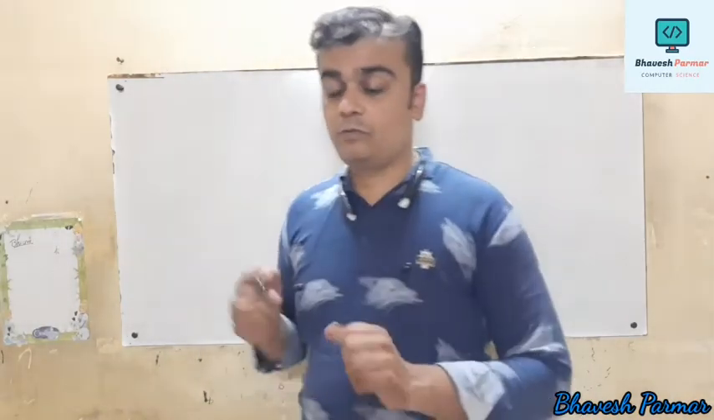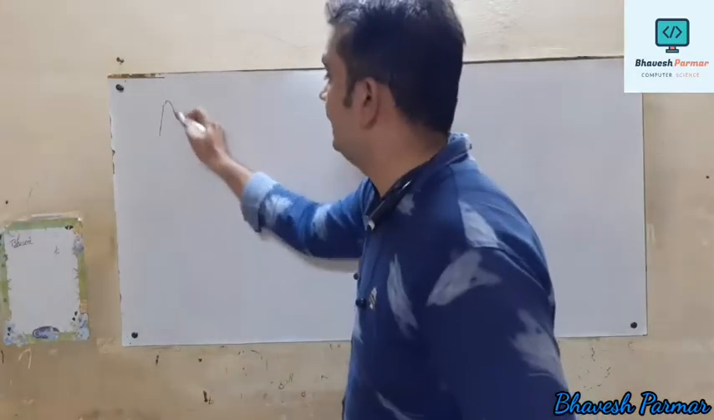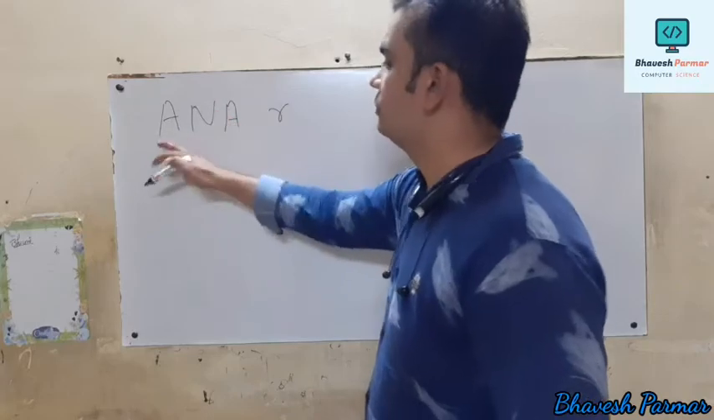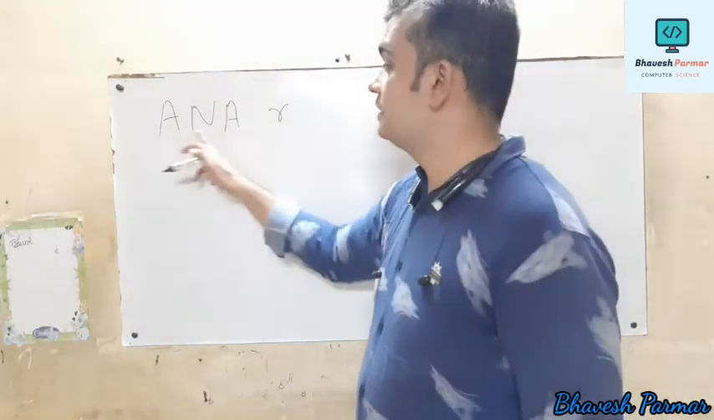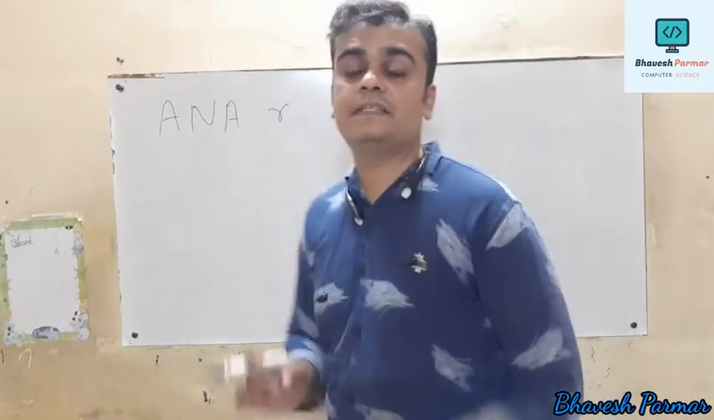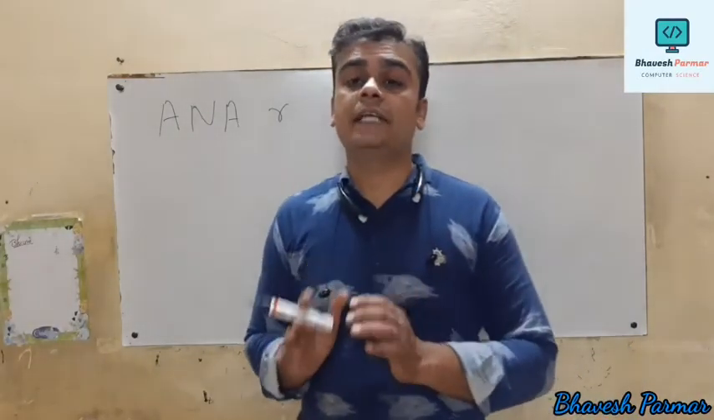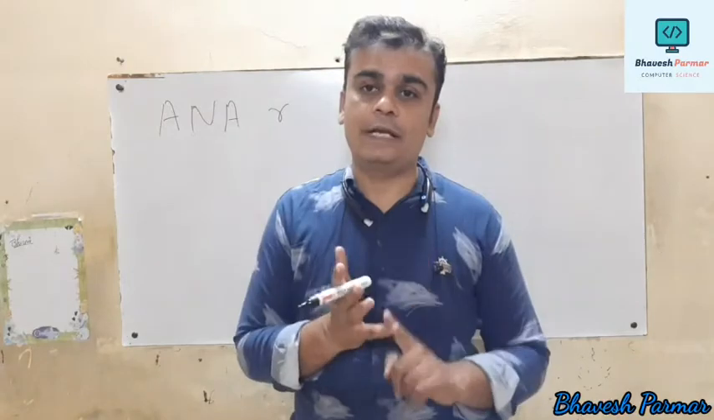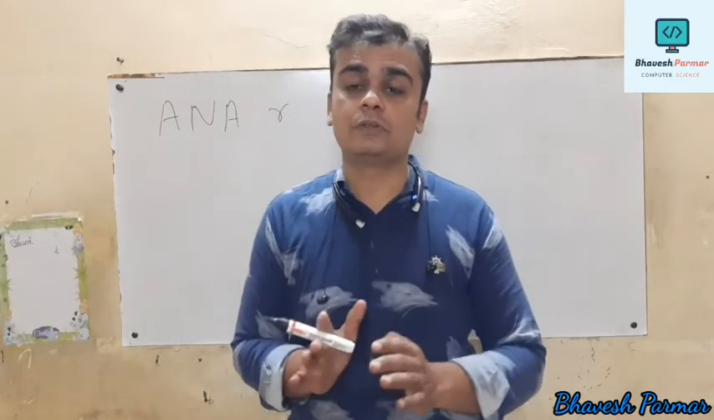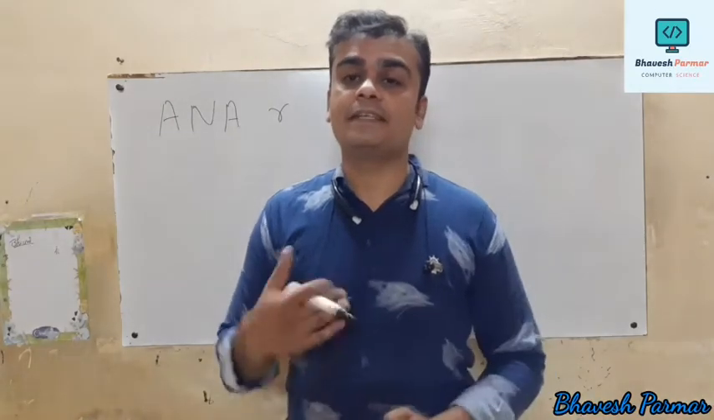So first of all, I am writing here ANA r, small r. What does it mean? Logical AND operation with register. Here r represents a register. We can take any general register, that is A, B, C, D, E, H, L. Any one of the registers we can choose for writing the various instructions.